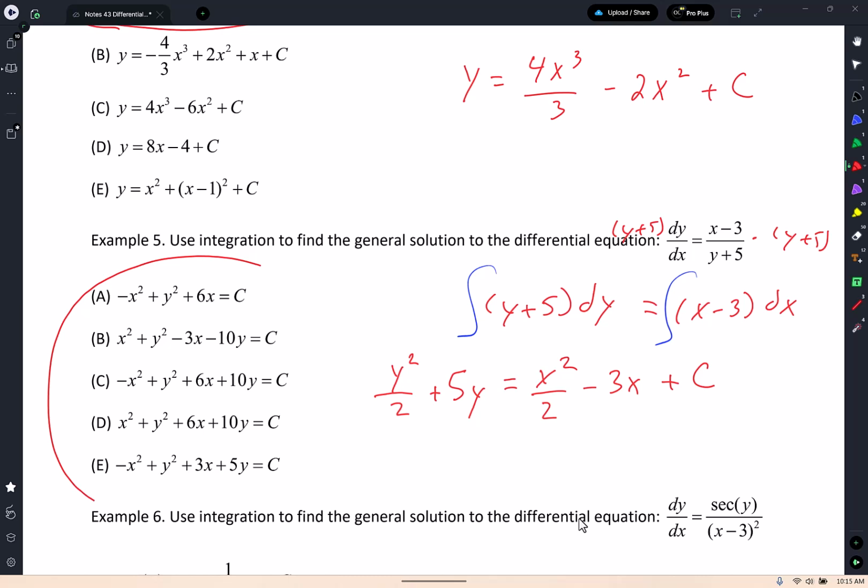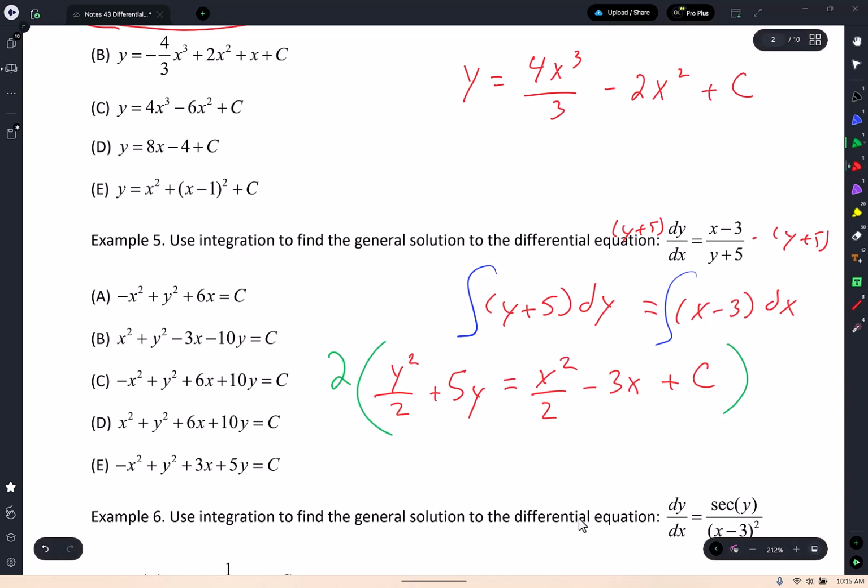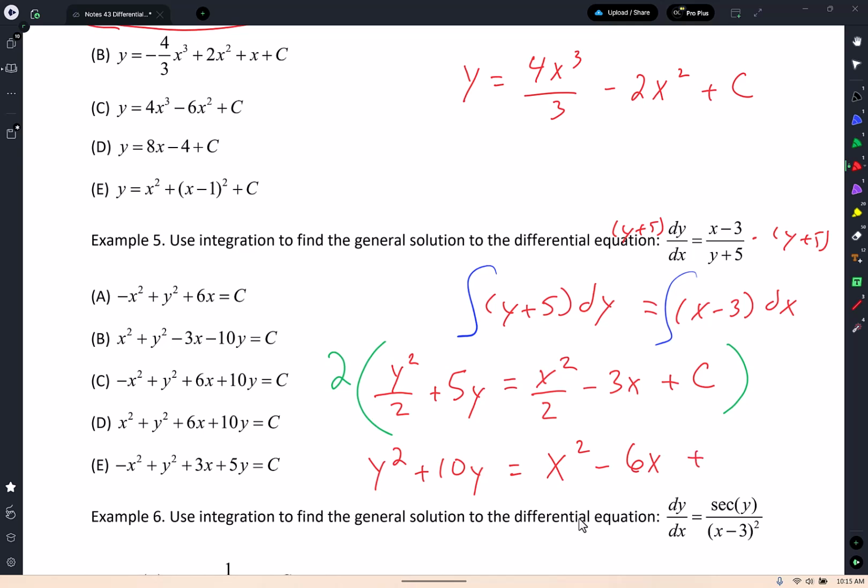Notice all my answer choices do not have a fraction. I'm going to put a giant parenthesis on all this, and I'm going to multiply it by 2. So here we go, guys. Y squared plus 10y equals x squared minus 6x plus, don't write 2c. How come I didn't write 2c? A constant times 2 is still a constant. Just write plus c. A constant times 2 is still a constant. Make sure that we understand that, guys.